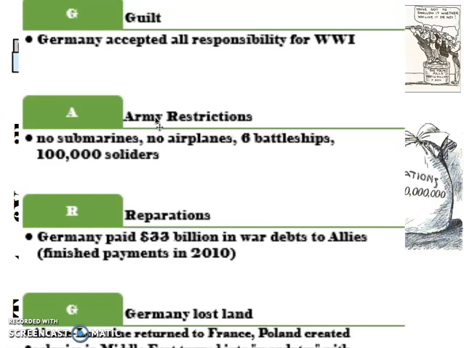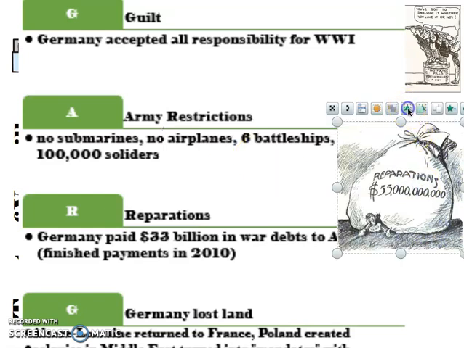They also have the R for reparations. So reparations are war debt payments. The Germans paid $33 billion to the Allies. Actually, that's what this picture is about, is ultimately how much they pay. I know the picture says $55 billion, but ultimately they pay $33.